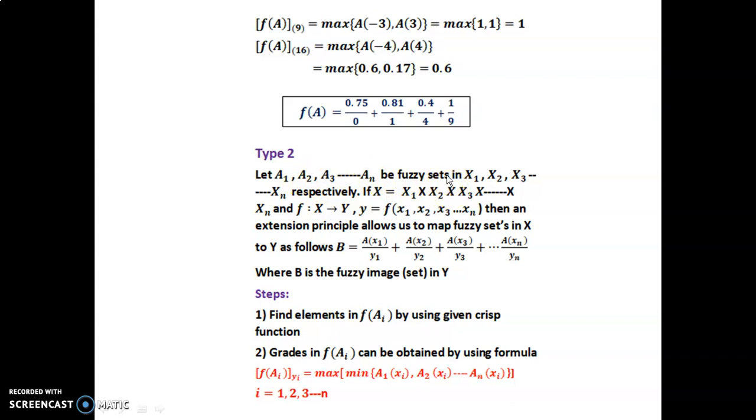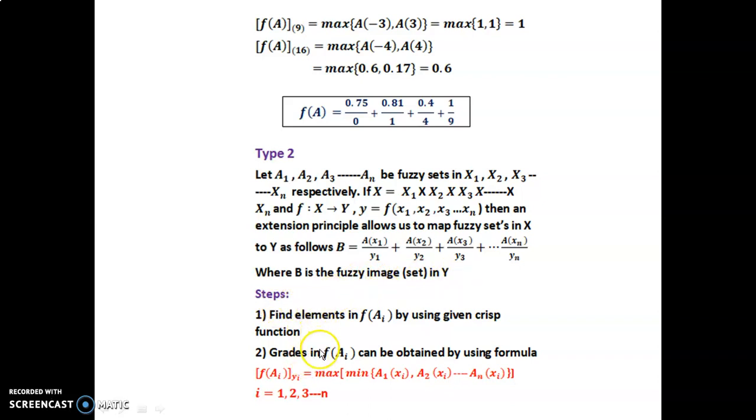If two or more fuzzy sets are given, defined on universal sets X1, X2, X3 and so on Xn respectively, and X is given as the Cartesian product of these sets, and f from X to Y is defined as the crisp function y equal to f of x1, x2, x3 and so on xn, then the extension principle allows us to map fuzzy sets in X to Y as follows, that is B equal to: for the element y1 the grade is, in general, A of x1, for the element y2 let us suppose A of x2, and so on, where B is the fuzzy image in Y.